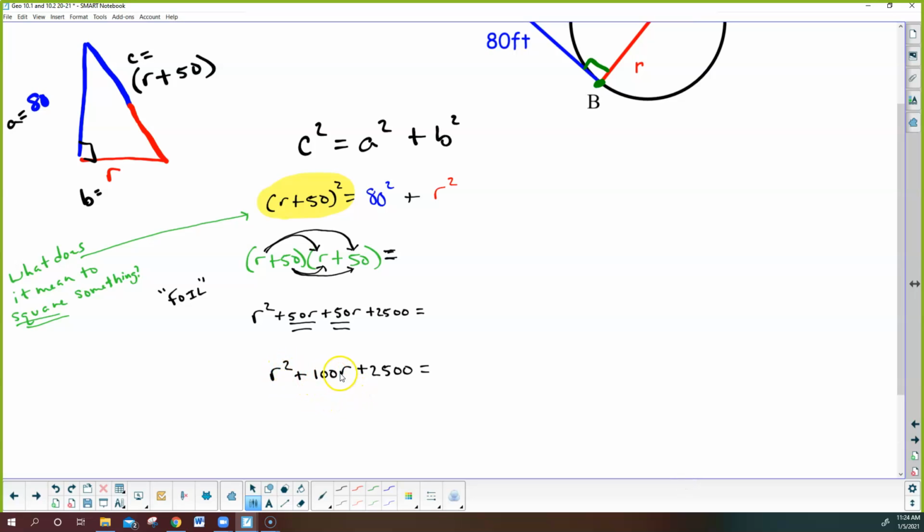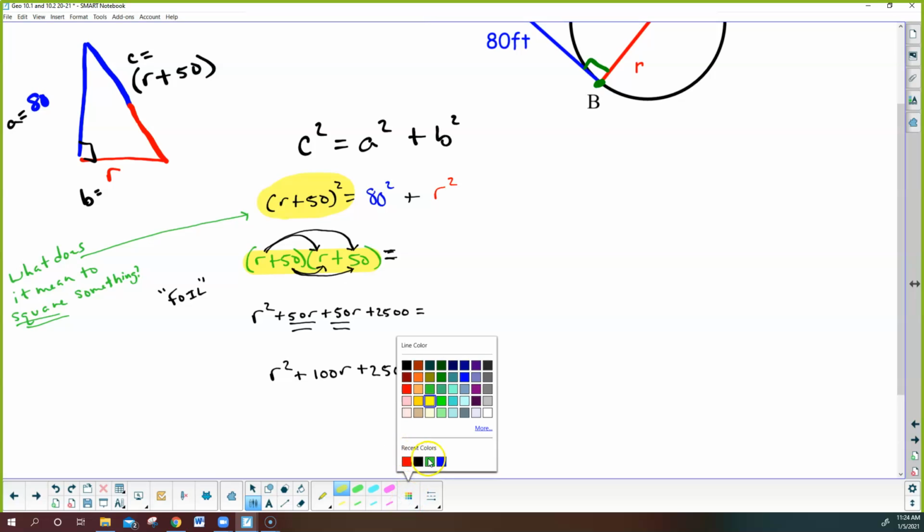So I get r squared plus 100r plus 2,500. That's what (r plus 50) squared turns into. And that is the number one error in a problem like this: students just don't understand what it means to square something. Once they write this step, they usually FOIL well and get everything the way they need to. All right, now we're not done though, right?